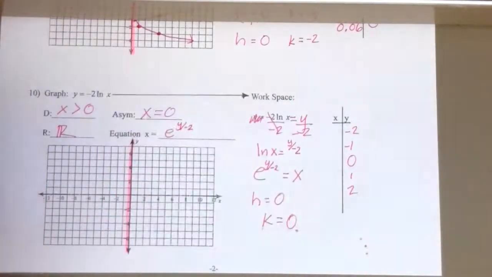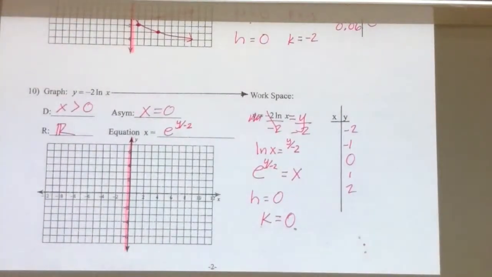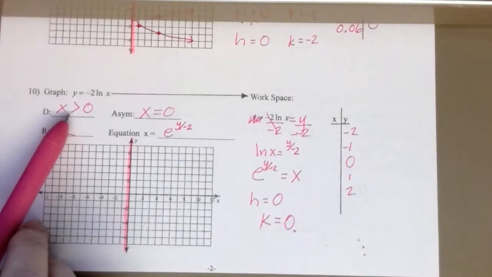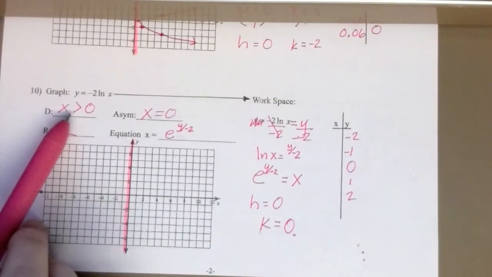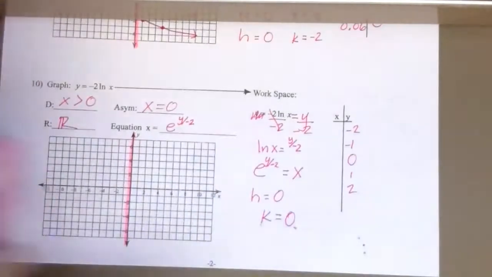Okay, and just to be clear, your domain has to be greater than. If you write greater than or equal to, it is wrong. Why? It can't be equal to the asymptote. It cannot touch that asymptote. All right, I think we're ready for the calculator.